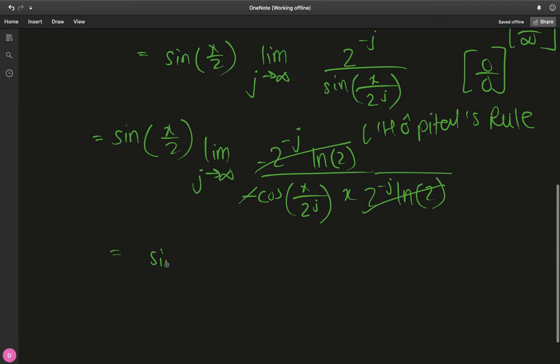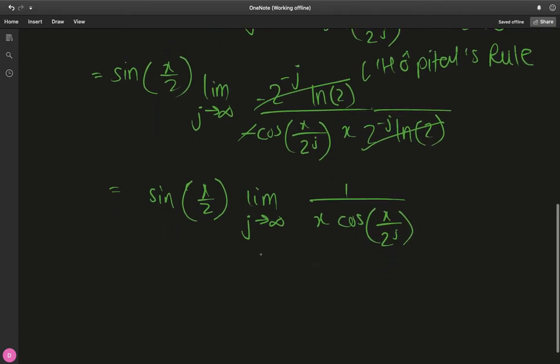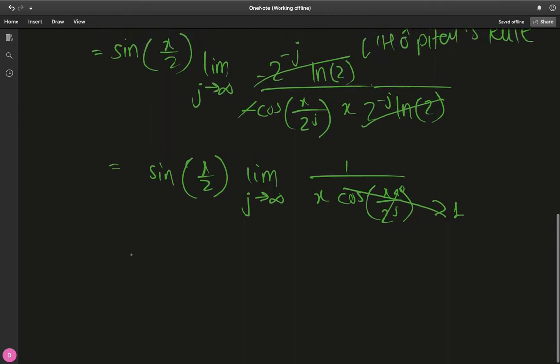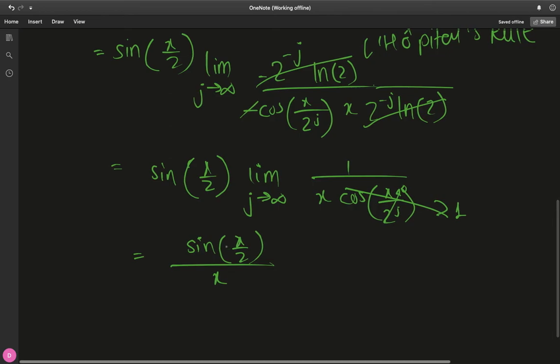So we are left with the limit, sine of x over 2 outside, times the limit as j goes to infinity of 1 over, well this x remains, cosine of x over 2 to the jth power. So as j goes to infinity, the denominator going to infinity will make the entire argument go to 0. Cosine of 0 is 1, so this entire term goes to 1. Nice. So this entire limit just evaluates to 1. We just have the sine of x over 2 that was outside, divided by this x that was unaffected by the limit in j.